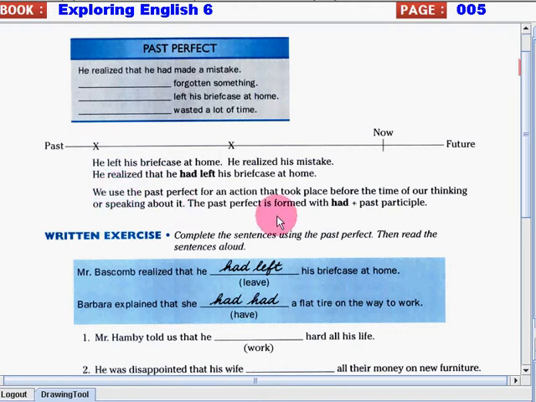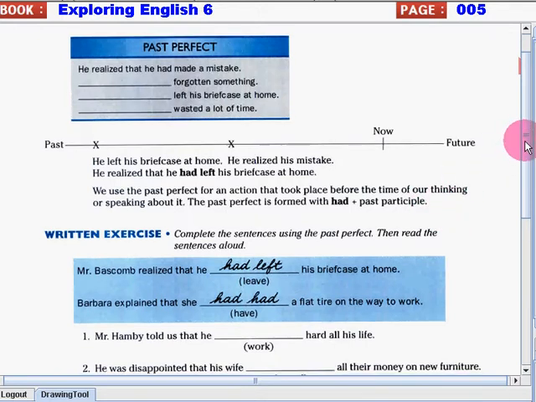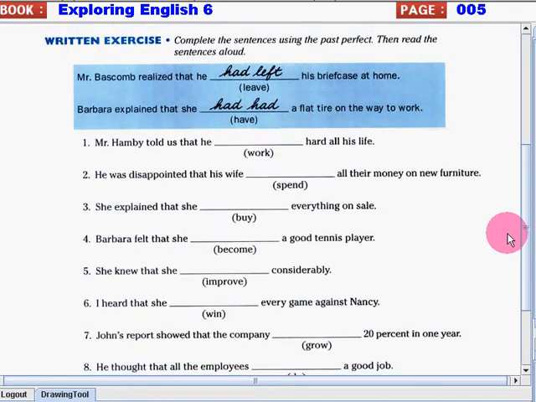Okay? We use the past perfect for an action that took place before the time of our thinking or speaking about it. The past perfect is formed with had plus past participle. Now we have an exercise here. Complete the sentences using the past perfect, then read the sentences aloud.